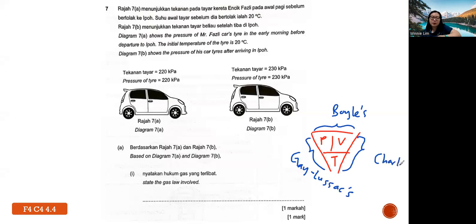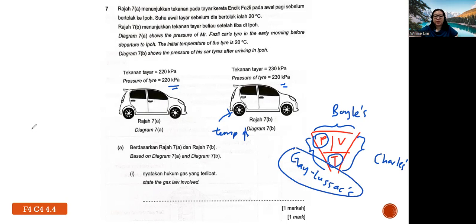Okay, now this context does involve pressure, no doubt, because your pressure changes. But how come the pressure changes? After a certain journey when you travel to some place, what happened to the temperature? The temperature also will increase, agree? So it's actually involving the context of temperature. So this law is what law? Gay-Lussac's law.